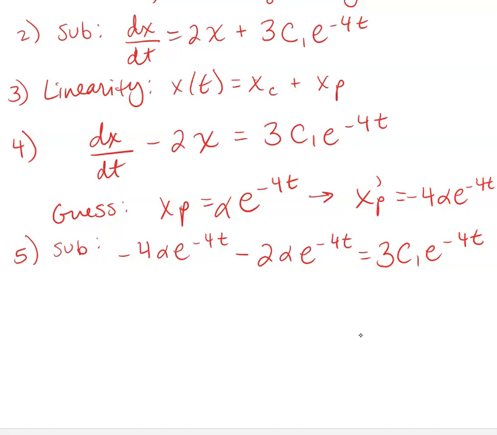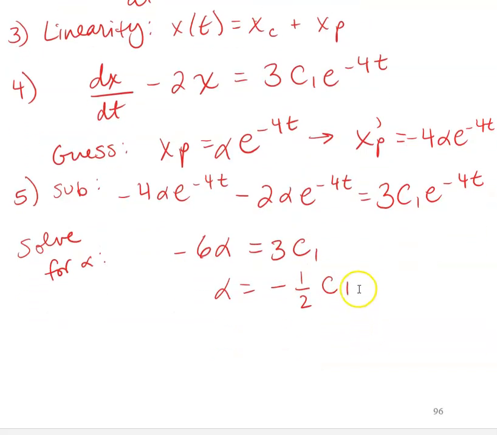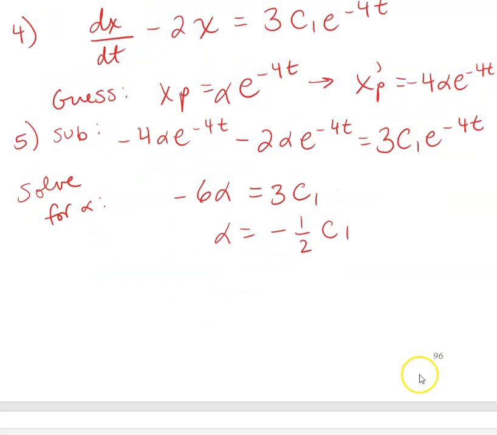So my goal here is to solve for alpha. So we're going to solve for alpha. Notice that they all have e to the negative 4t, and I can combine like terms. So I wind up with negative 6 alpha equals, because the e's would divide out, 3 times c1, and then alpha would be negative 1/2 c1. And that's going to be what I'm going to use in my general solution. So let's put all this together here.